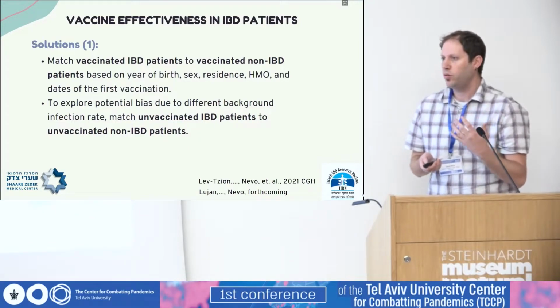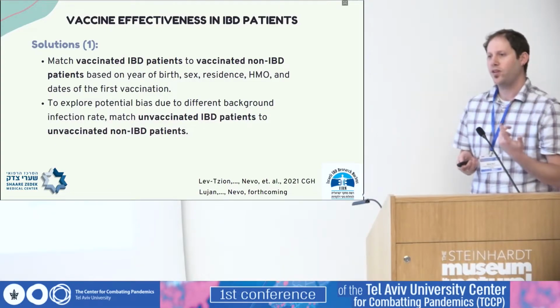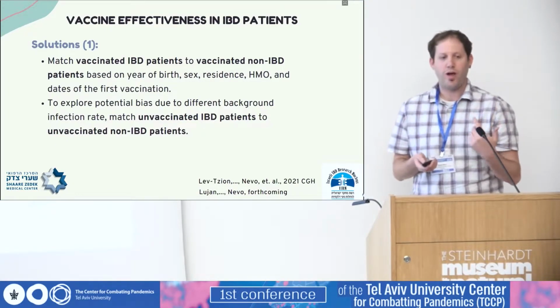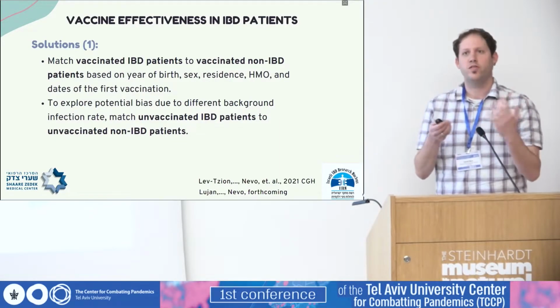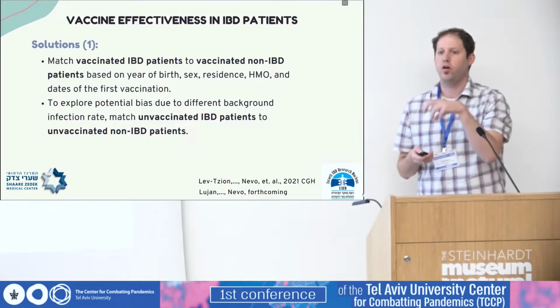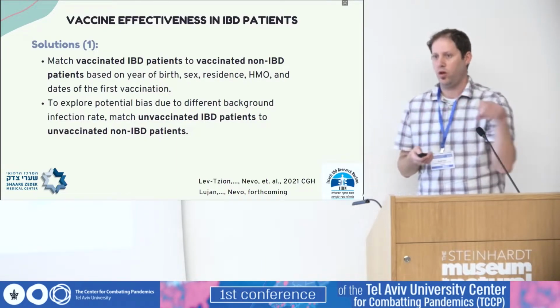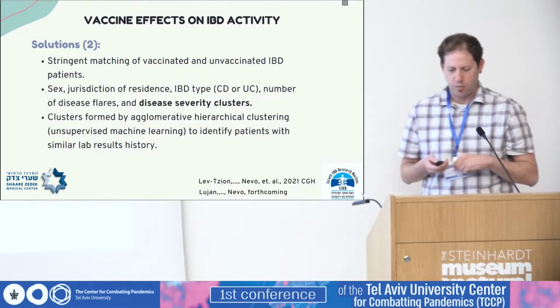And to explore potential bias, we did a second analysis in which we matched unvaccinated IBD patients to unvaccinated non-IBD patients, where the idea is that if there are any differences between IBD and non-IBD patients, we see it also in the unvaccinated group, not only in the vaccinated group. So this was the solution for the first problem.